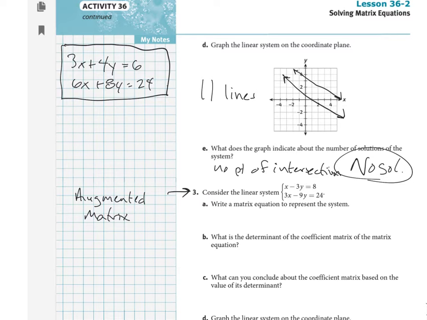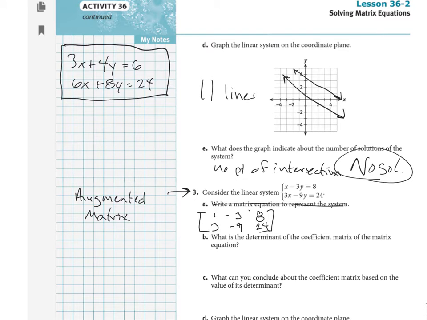We want to keep the plus or minus signs, and of course the numbers. So an augmented matrix takes all of this and puts it together. An augmented matrix would look like this: 1, -3, then an 8, right? Because that's the answer. And then the second equation would be 3, -9, and 24.